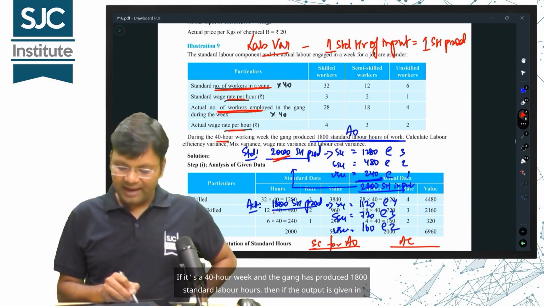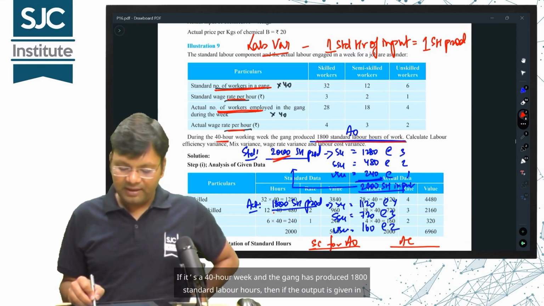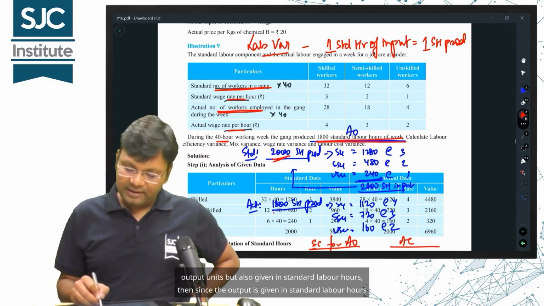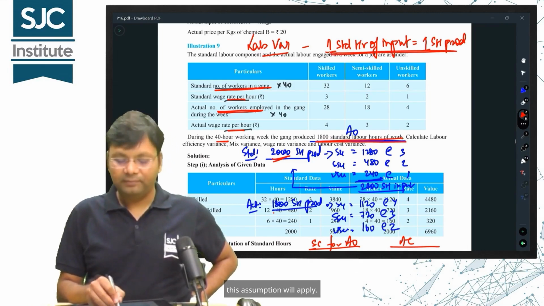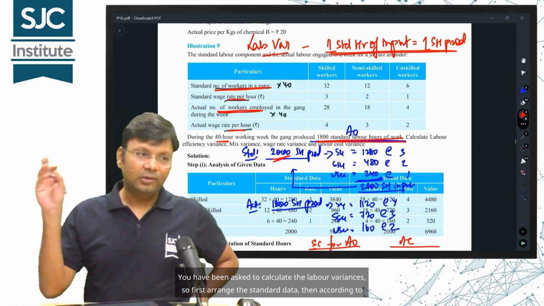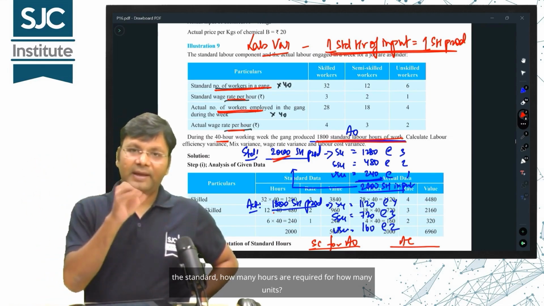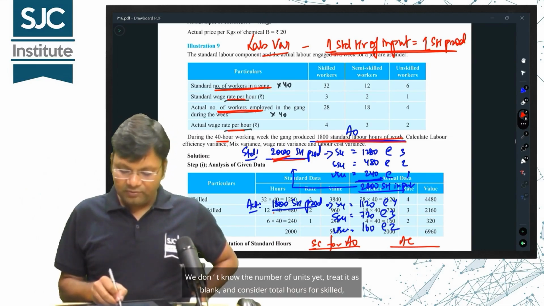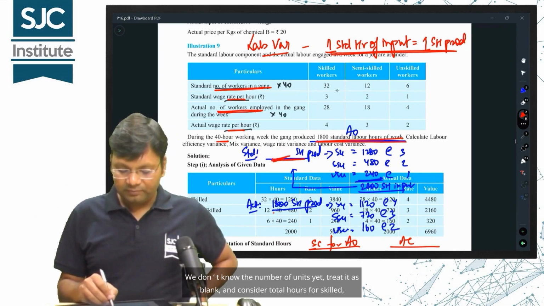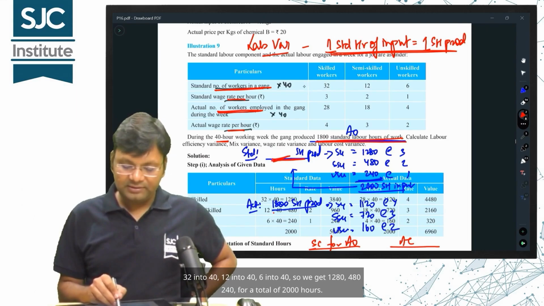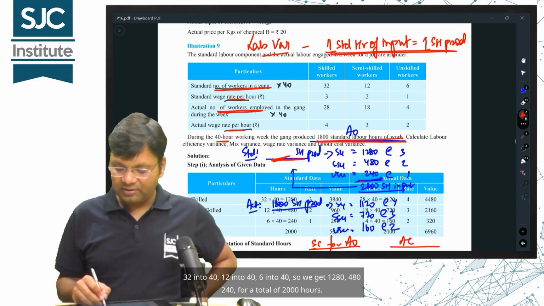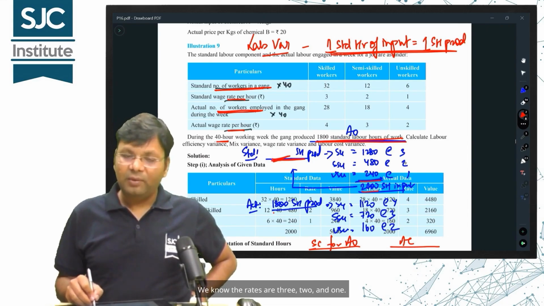If it's a 40-hour week and the gang has produced 1800 standard labor hours, then since the output is given in standard labor hours, this assumption will apply. You have been asked to calculate the labor variances, so first arrange the standard data, then according to the standard, how many hours are required for how many units. We don't know the number of units yet, treat it as blank, and consider total hours for skilled, semi-skilled, and unskilled workers. 32 into 40, 12 into 40, 6 into 40, so we get 1280, 480, 240 for a total of 2000 hours. We know the rates are 3, 2, and 1.